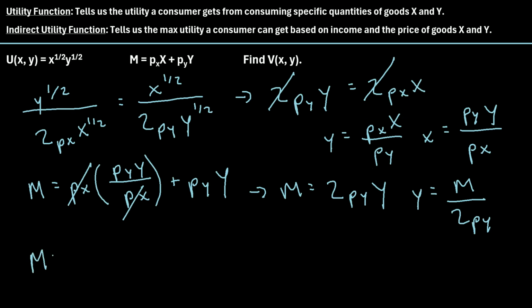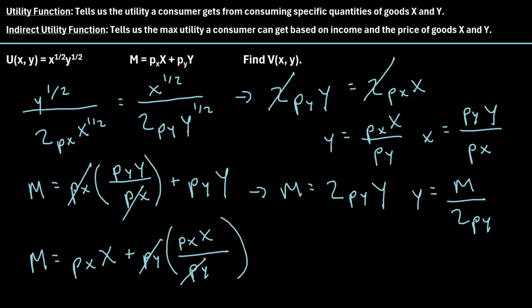So we'll get M is equal to the price of X times X plus the price of Y times, remember we're plugging in this value for Y. So we have the price of X times X divided by the price of Y. So we'll notice that these price of Y's will cancel out, and here we have the price of X times X plus the price of X times X, so that's two of those quantities. So we have M is equal to 2 times the price of X times X. So to solve for X, we can divide both sides by 2 times the price of X, and we'll find that X is equal to M divided by 2 times the price of X.